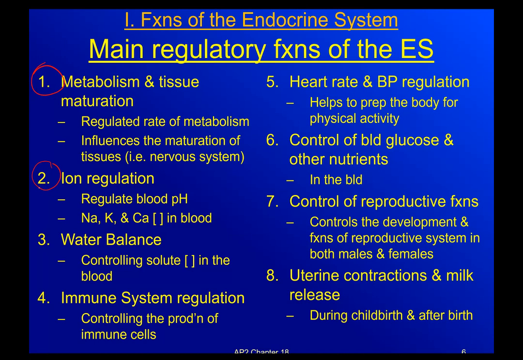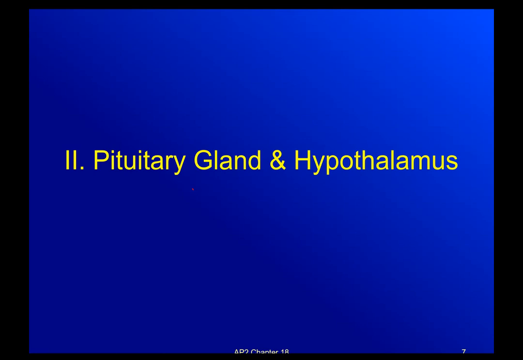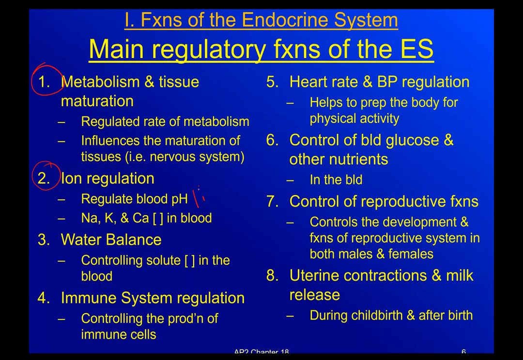Second, ion regulation. So ions, if you'll remember, are atoms that have charge. pH deals with the hydrogen ion. So that is ion regulation. Sodium, potassium, calcium concentrations in the blood, all of these are going to be ions when they're balanced.